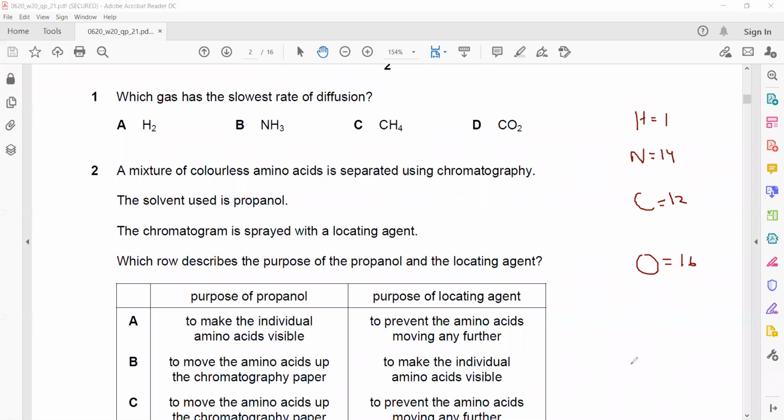Everyone should participate. So question 1, D is the right answer, because when you work out the masses, this will be 44, this will be 16, this will be 17, and this will be 2. And if the opposite question was there, in that case, the hydrogen is the lighter one, so it will diffuse faster.